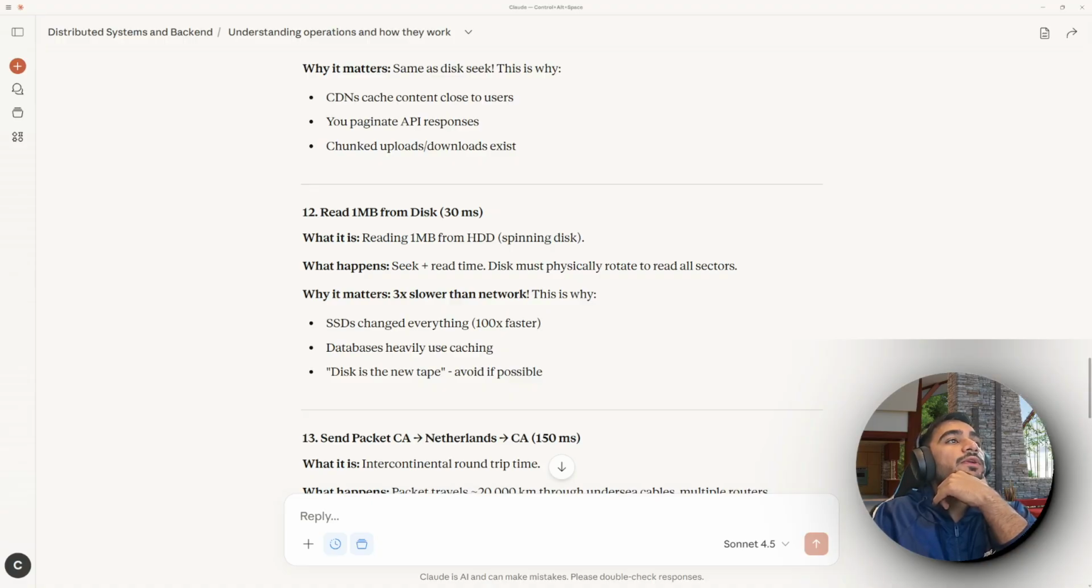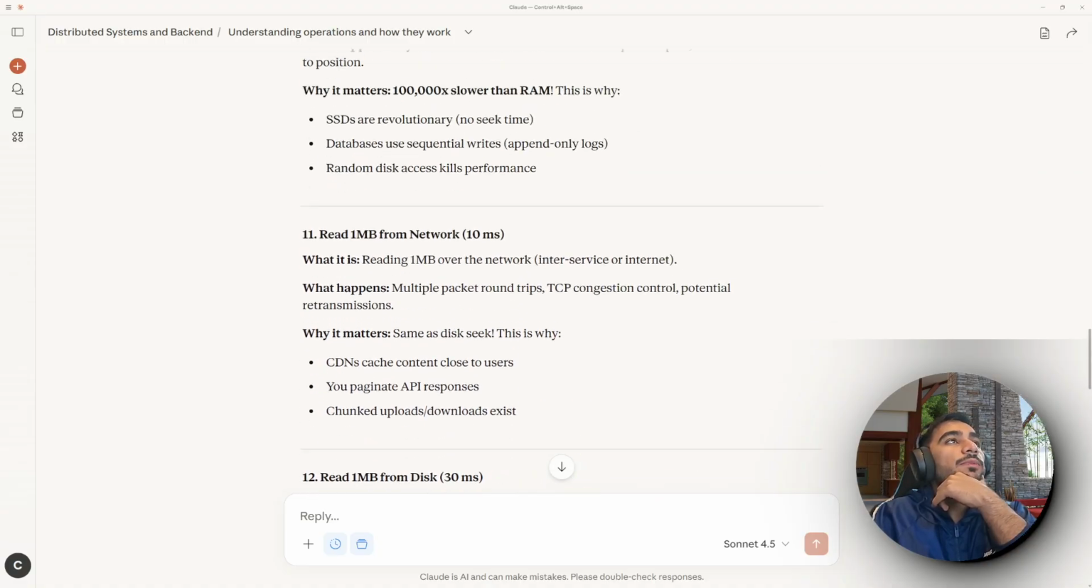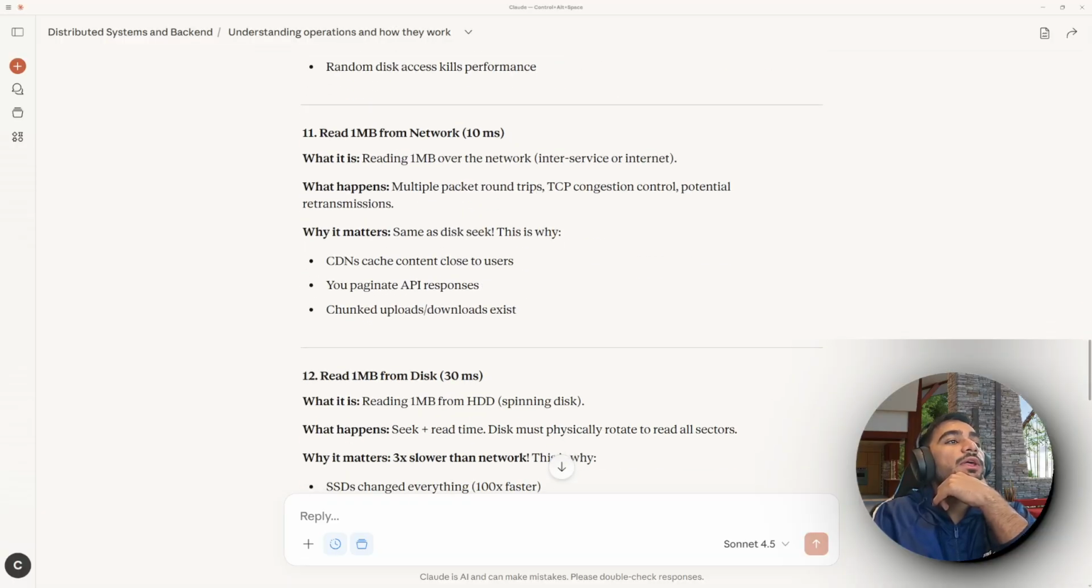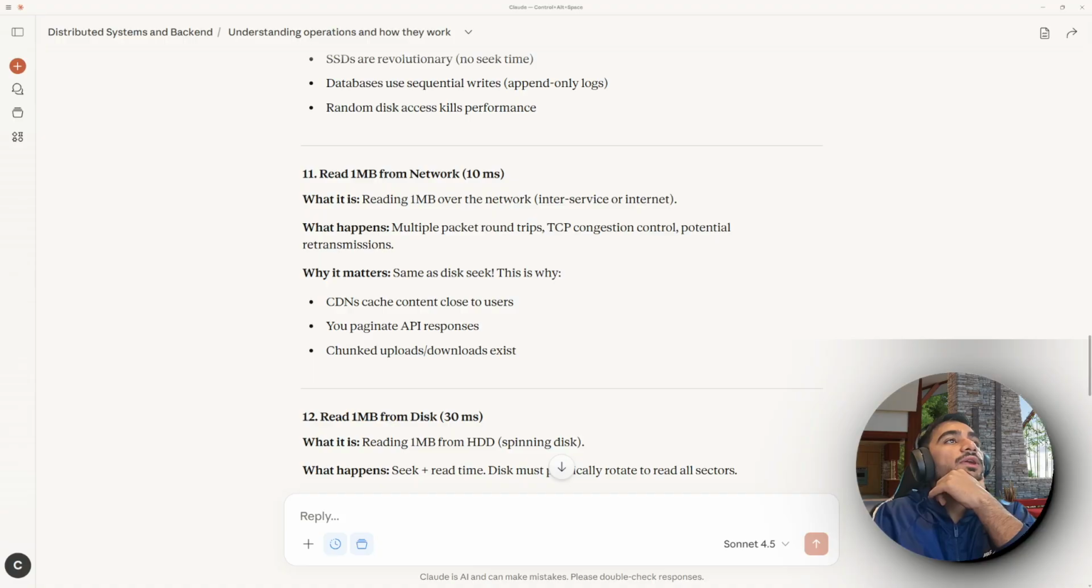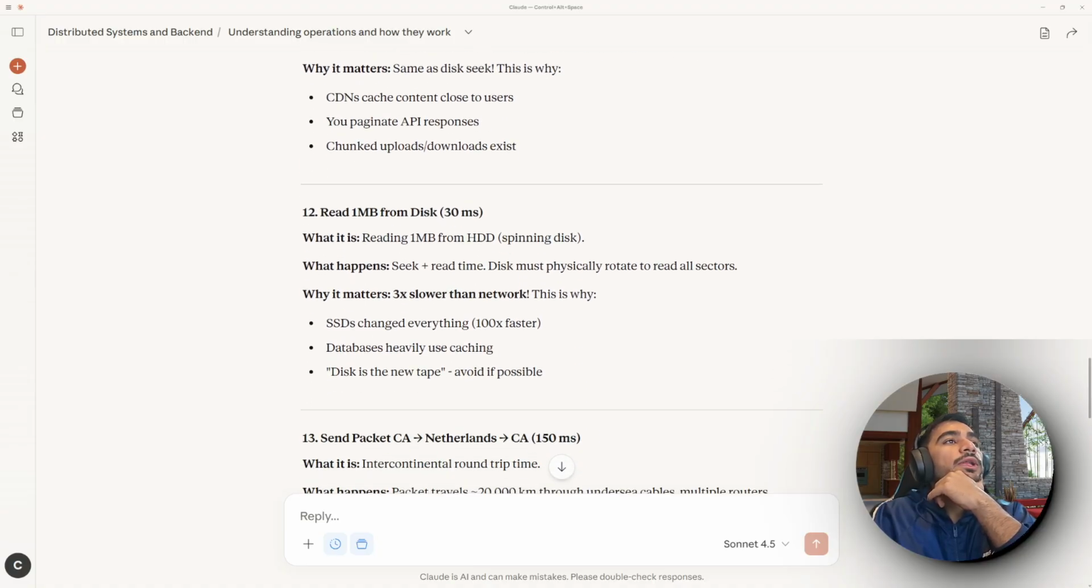Reading 1 MB from HDD, what happens? Seek plus read time. So this is seek, that is 10 ms, plus read time. The disk must physically rotate to read all sectors. Why it matters? It is 3 times slower than network. Network takes like 10 ms. Reading 1 MB from disk takes 30 ms.